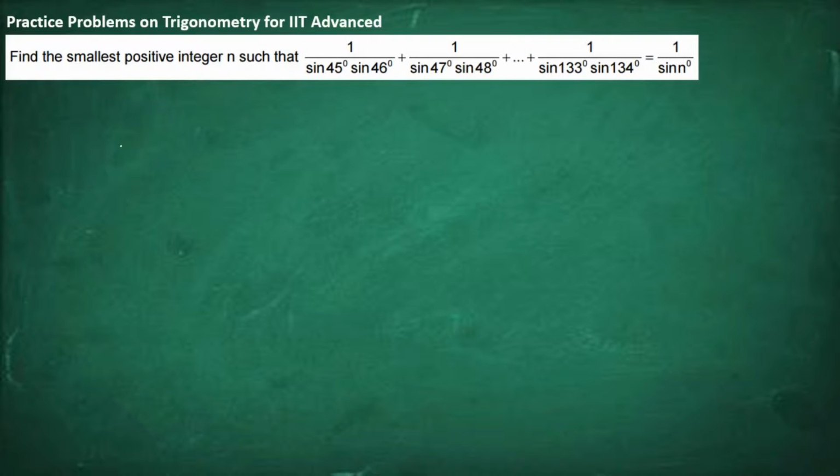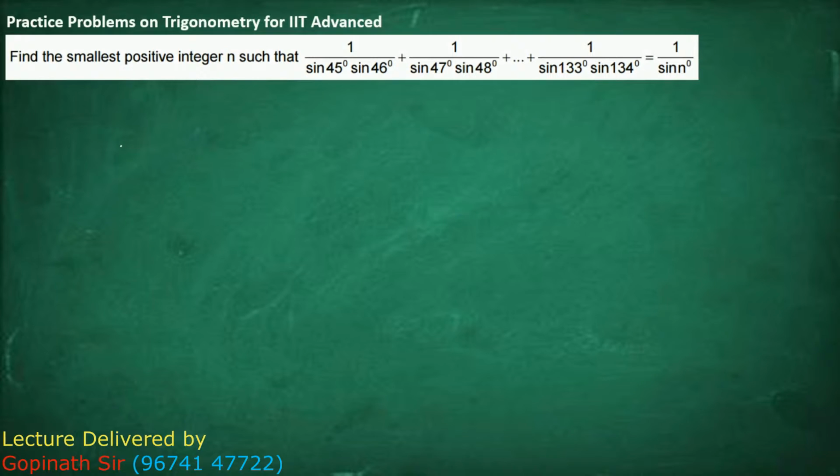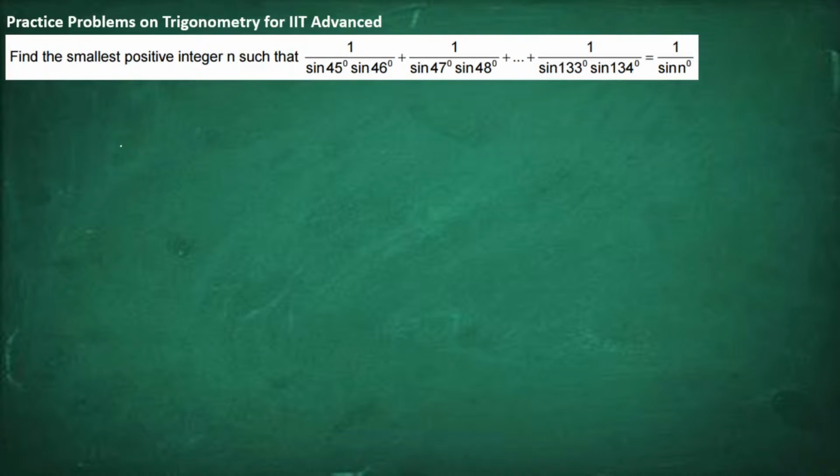So in this problem, we have to find out the smallest positive integer n such that the expression which is given in the left hand side is equals to 1 by sine n degrees, right? Now let me just simplify every term of the given expression in the left hand side.